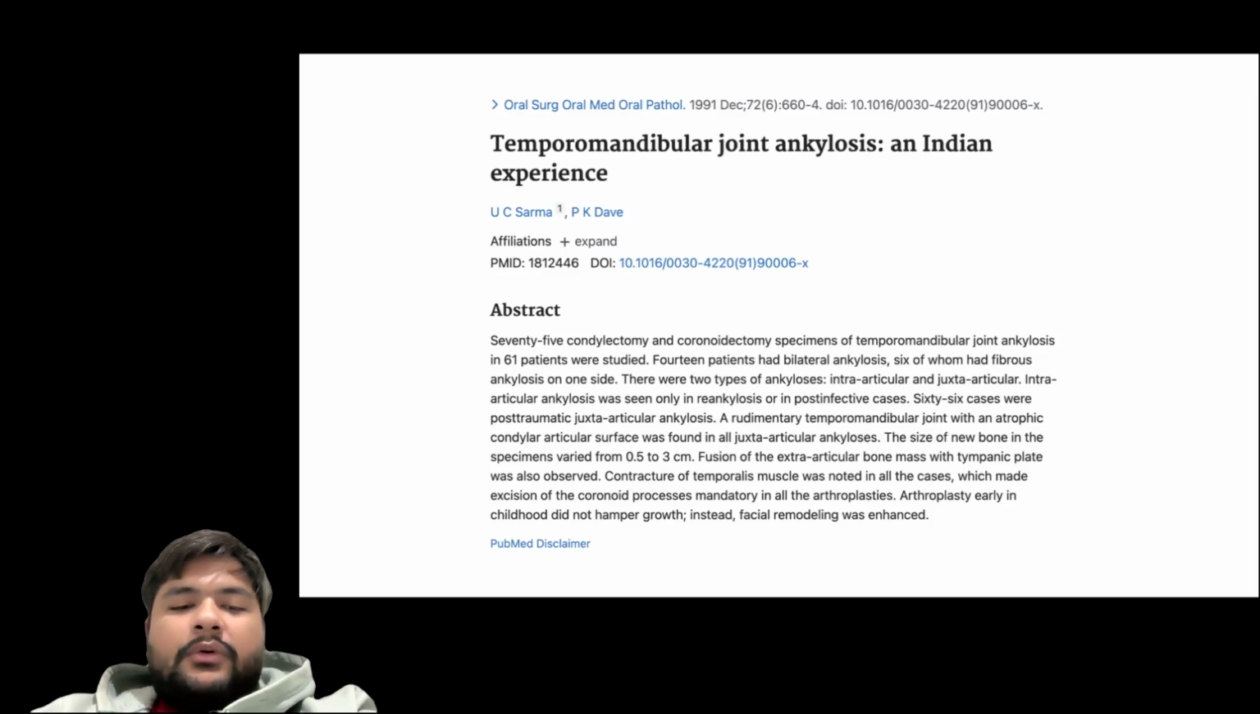The size of new bone in the specimens varied from 0.5 to 3 centimeters. Fusion of the extra-articular bone mass with the tympanic plate was also observed. Contracture of the temporalis muscle was noted in all the cases, which made excision of the coronoid processes mandatory in all the arthroplasties. Arthroplasty early in childhood did not hamper growth. Instead, facial remodeling was enhanced.